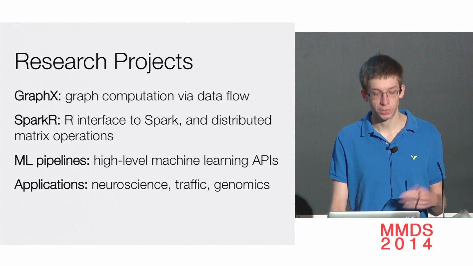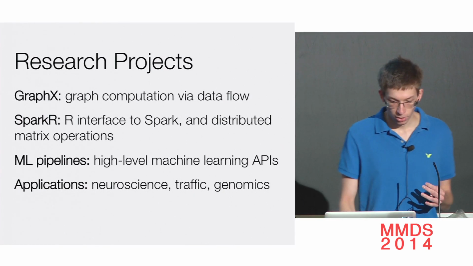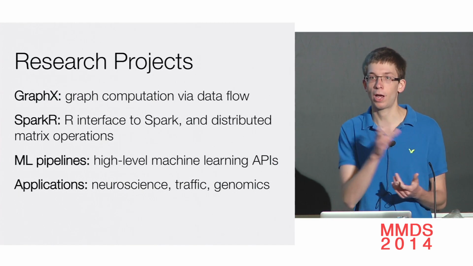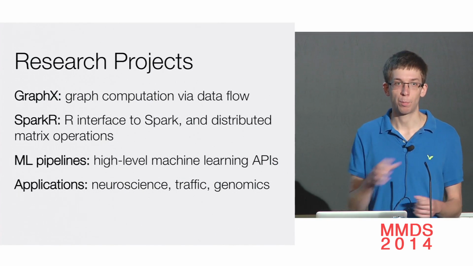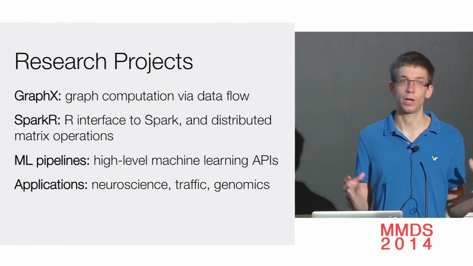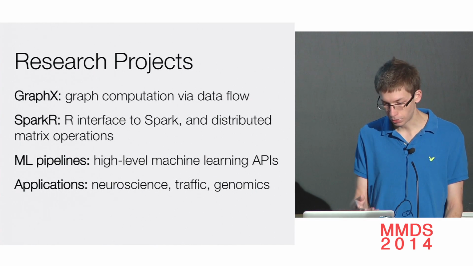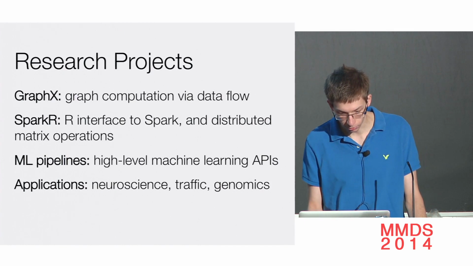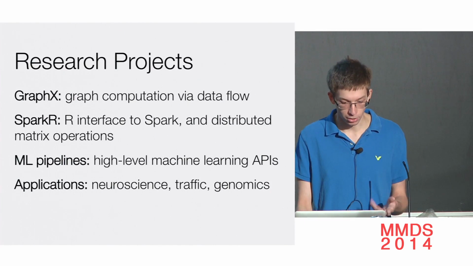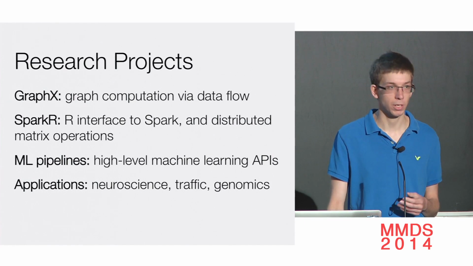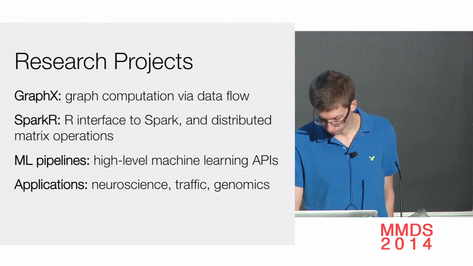Machine learning pipelines is an ongoing one where it's actually a higher level interface to define a pipeline of steps, and then it fuses together and optimizes all of these steps. I'll talk a bit about it later. And some applications in research include applications in neuroscience, in traffic, and in genomics. And these are happening at other universities as well.